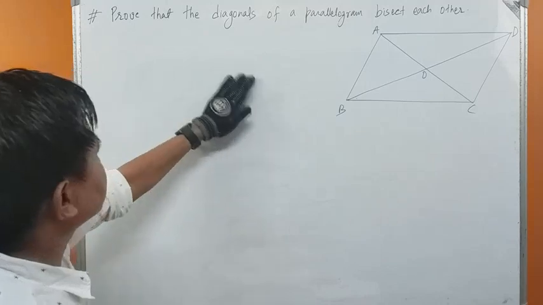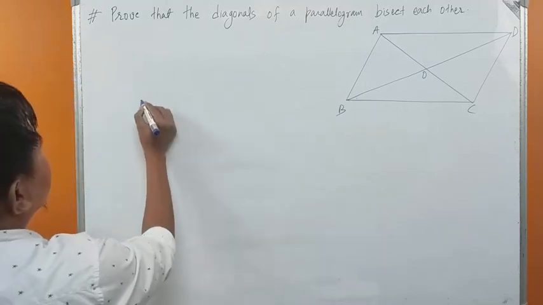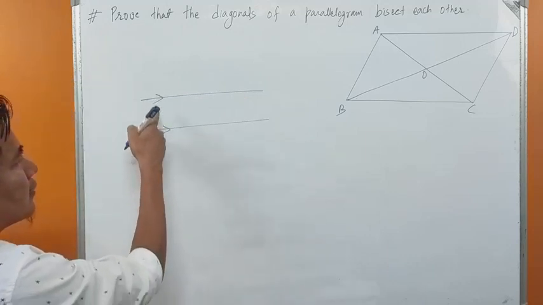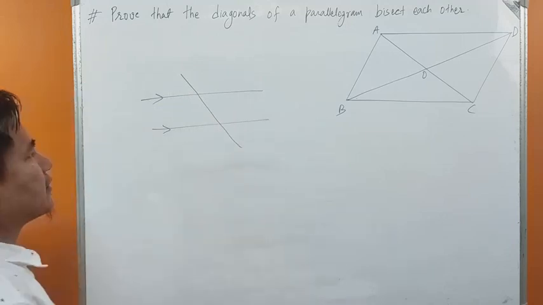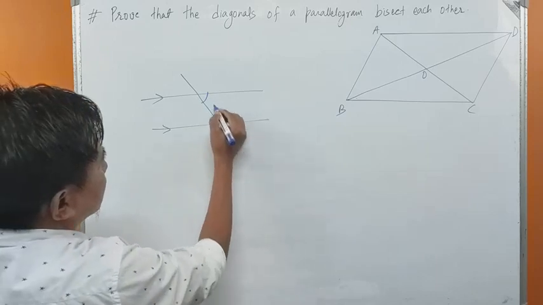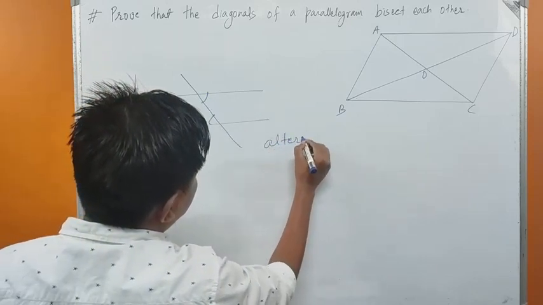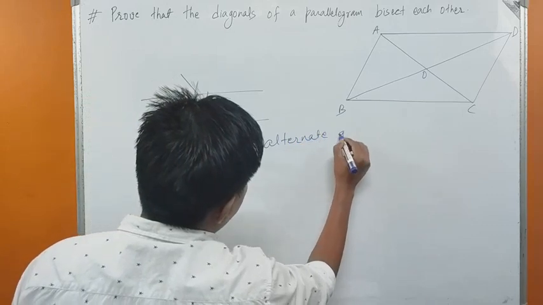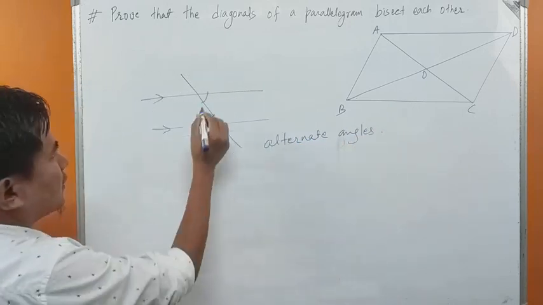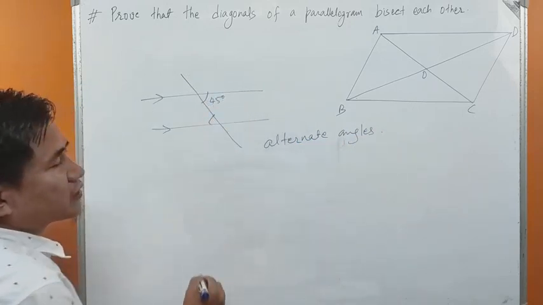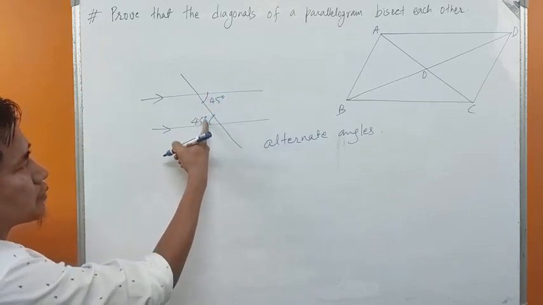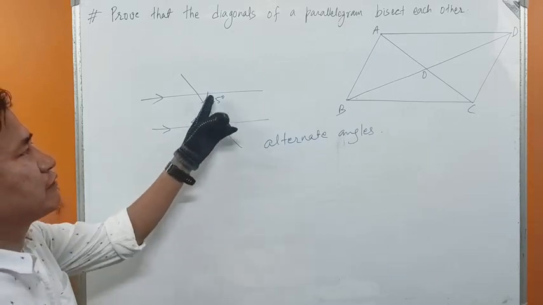Now let us see some key elements that will be needed to prove this theorem. Suppose we have straight lines parallel to each other. If I draw a transversal like this, then these two angles will be equal to each other. These two angles are called alternate angles. Which means if this is 45 degree, this is just an example, this must be equal to 45 degree. If this is 30 degree, then this must be equal to 30 degree. Alternate angles are equal to each other.